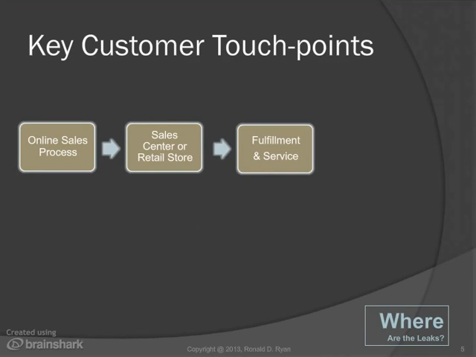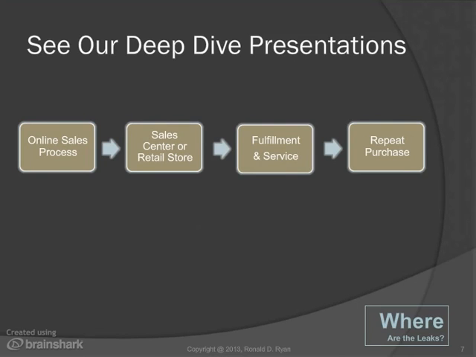Almost all companies have a fulfillment or customer service group, or at least a person who delivers the product or service. And most organizations have some sort of repeat purchase or membership process designed to bring customers back for a repeat transaction. This presentation shares the sources of attrition common to each of these touchpoints, while a separate deep dive presentation for each touchpoint provides in-depth analysis of these problems and how to fix them. Look for the links to these deep dive presentations at the bottom of this page.